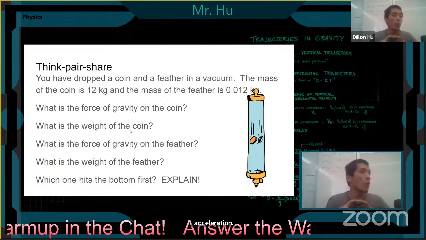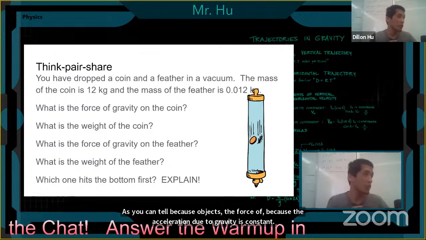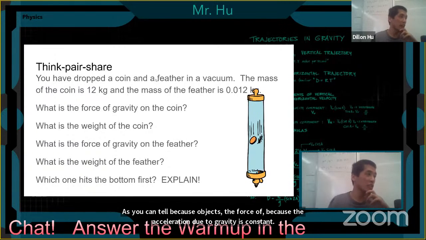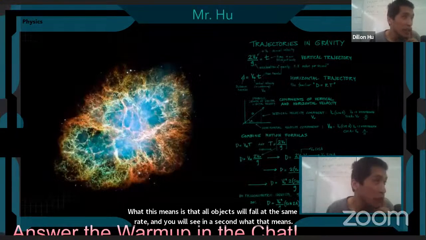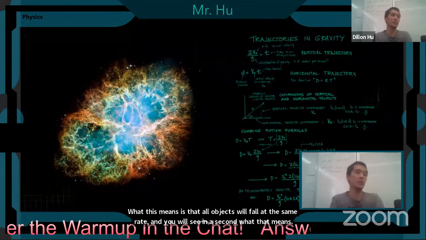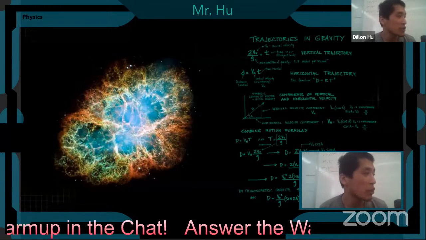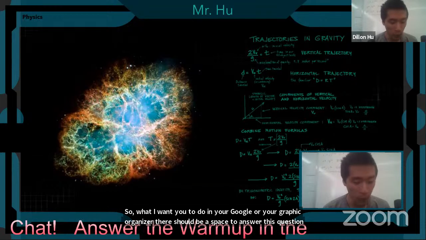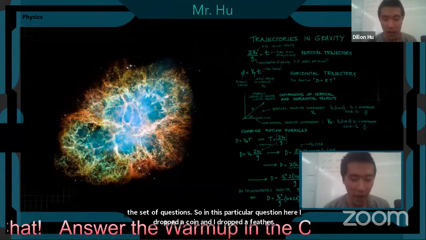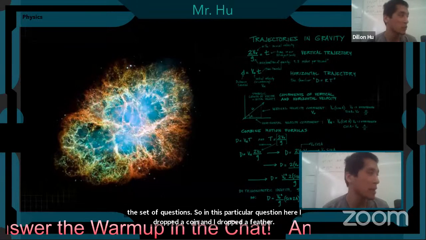So what I want you to do in your Google doc or your graphic organizer, there should be a space to answer these set of questions. In this particular question, I drop a coin and I drop a feather. The mass of a feather is very small. It should say 0.012 kilograms. And the mass of the coin is 12 kilograms. So what I want you to do is find the force of gravity on the coin. The force of gravity, F is equal to ma. In the case of gravity, the force of gravity is F is equal to mg. So F is equal to mg is the equation you're going to be using to find the force of gravity.